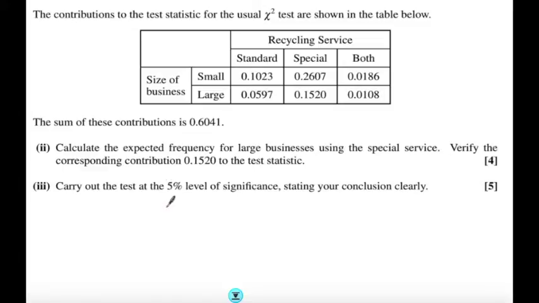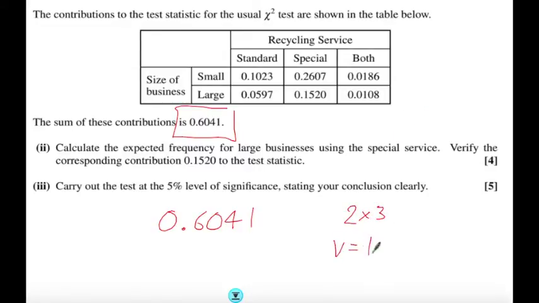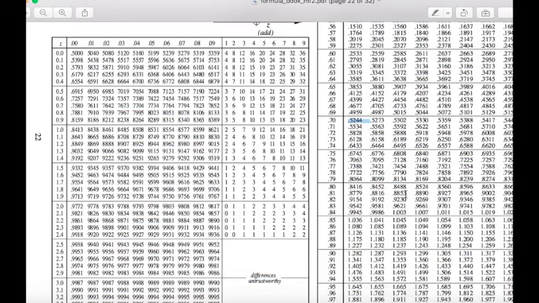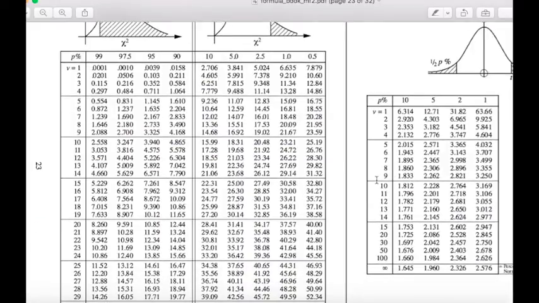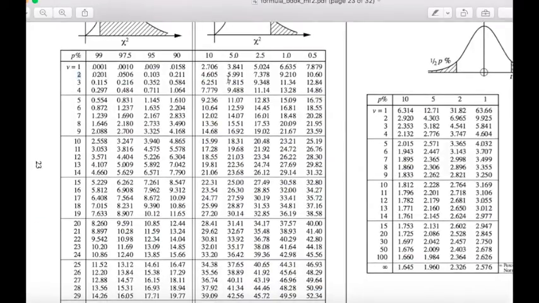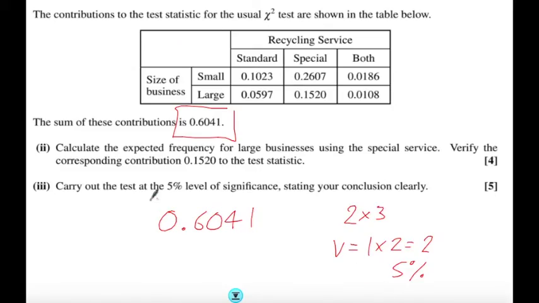Alright, so given that we've got this, most of the work is done for us. So we've done our null and alternative hypotheses. Now we need to think about how many degrees of freedom we have, and look up from the tables what the significance level would be. So given this is a 2 by 3 grid, our degrees of freedom is going to be 1 times 2. So we've got 2 degrees of freedom, 5% significance level. So now we can go to the tables. So 2 degrees of freedom, 5% significance level is 5.991. Right.